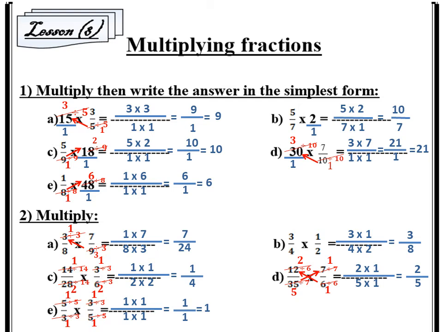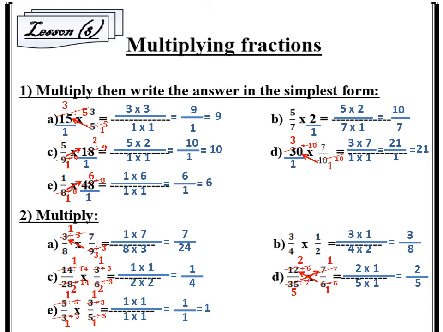E, 5 over 3 times 3 over 5. Okay, let's remember together that we said when I have this form, up and down are same, up and down are same, so I'm crossing them together, which will give me a whole 1. When I multiply any fraction with its reciprocal, which we are going to take in the division, it gives me 1. Okay, let's check.